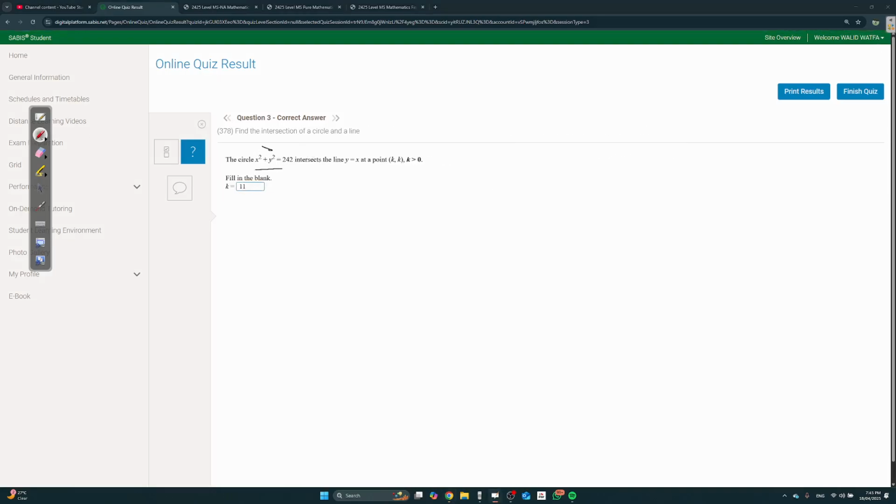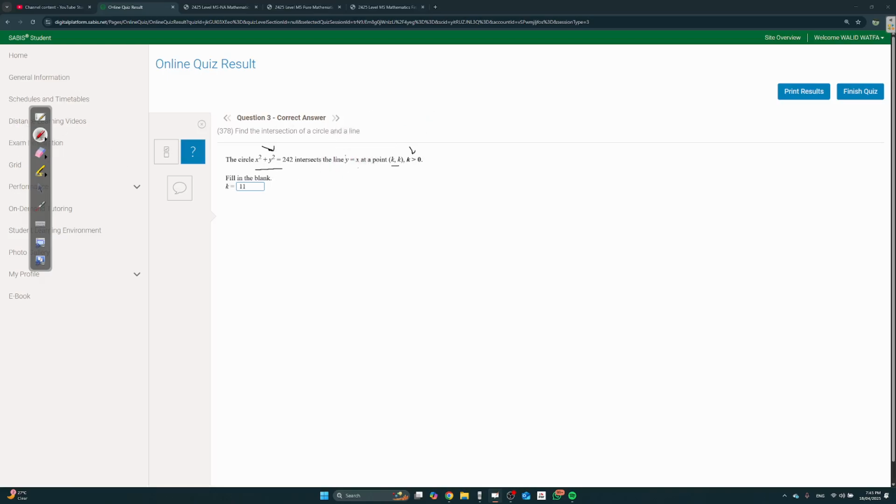Question 3. This is the circle x squared plus y squared equals 242. It intersects the line y is equal to x at a point k comma k where k is greater than 0. Okay, this is easy. So, like I told you, when you have intersections, you want to find the point, substitute what they gave you for y. Sometimes they can give you x as something. عادي, it can be anything. Here they give you y is equal to x.